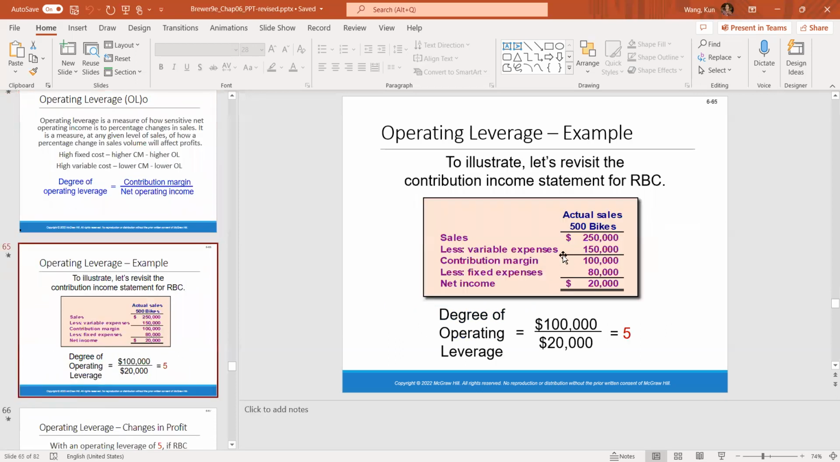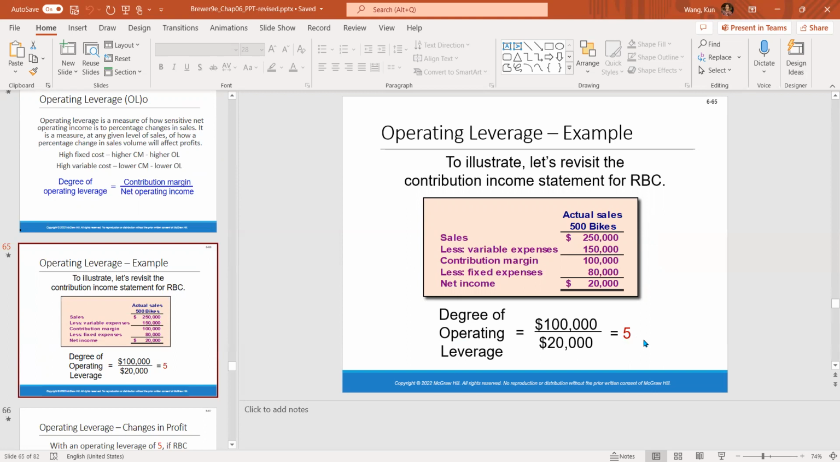For the bike company, our central example in this chapter, 500 is our base or the actual sales for the month. Based upon this level of sales volume, the company's current operating leverage equals the total contribution margin, which is 100,000, divided by the 20,000 net operating income. So we got an integer, 5, as the operating leverage degree. So how can we use this 5 in the CVP analysis and the prediction for the future?